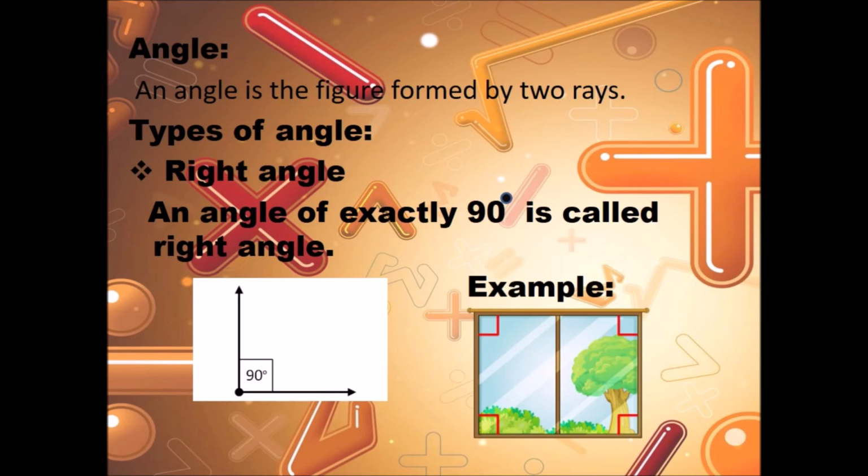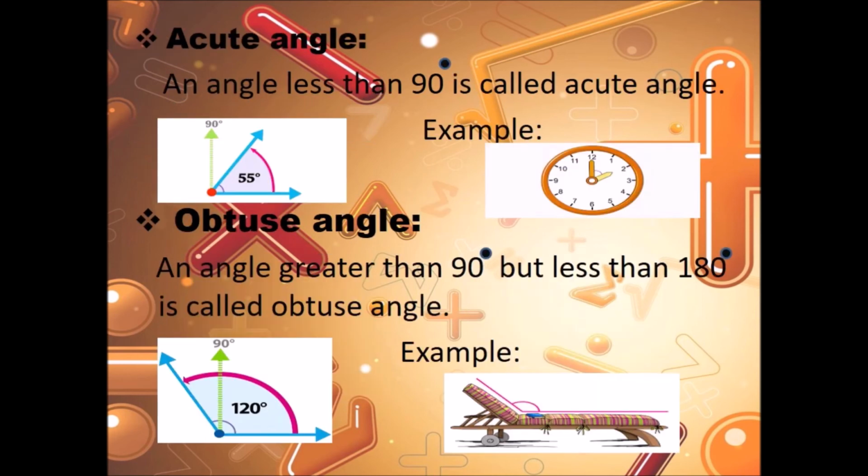See here, children, I have given the picture of 90 degrees, that is a right angle. You are seeing the first picture, and see the next picture. It is a window. In every one of the four corners you can find 90 degrees, and you can also find 90 degrees in the plus symbol. Thus you can find the right angle in real objects also.